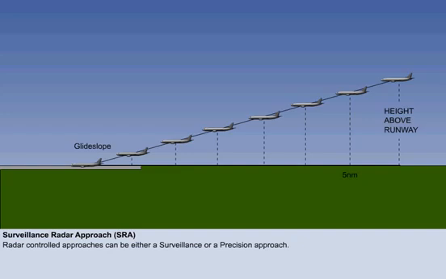Radar-controlled approaches can be either a surveillance or a precision approach. We'll look first at surveillance radar approach, SRA. An aircraft being positioned for final approach will be given a heading to close with the extended runway centerline at a range of at least 5 nautical miles from the runway threshold. The glide slope is usually 3 degrees, which equates to a descent of roughly 300 feet per nautical mile.